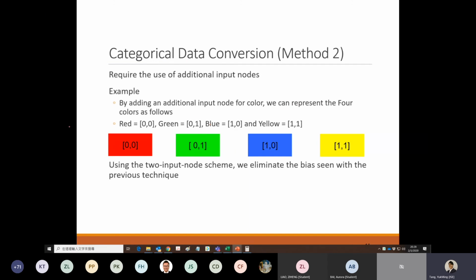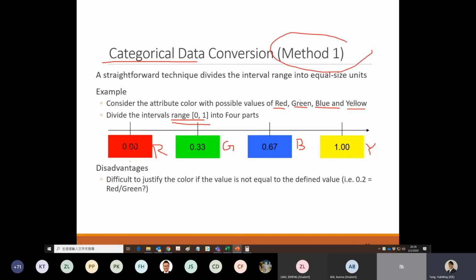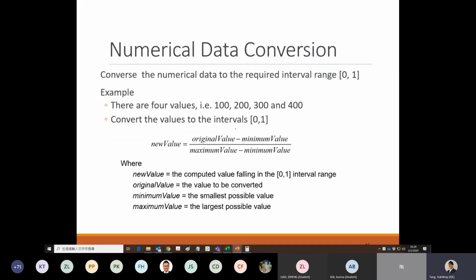Or you can use this way. For example, we use bracket 0, 0 to represent red, bracket 0, 1 to represent green, bracket 1, 0 to represent blue, and bracket 1, 1 to represent yellow. So this is method 2 to represent red, green, blue, and yellow. This is method 1. You can use either way to represent this data. But remember that the range must be between 0 and 1.